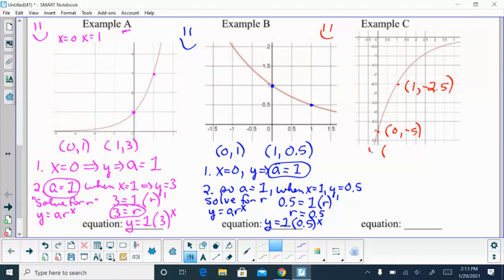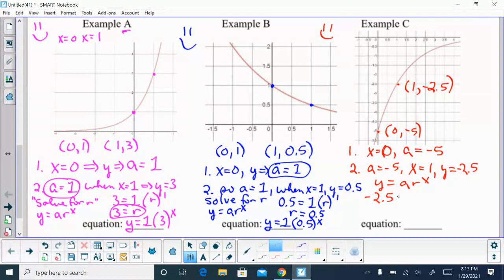Working through, x is equal to 0. A is -5. Now working through finding out what r is. So a is -5 and x is 1. Y is -2.5. Plugging into my form to solve for the one thing we don't have, which is that r value.